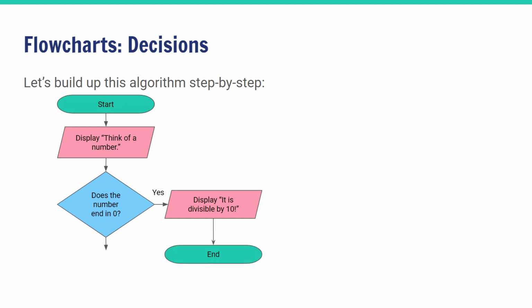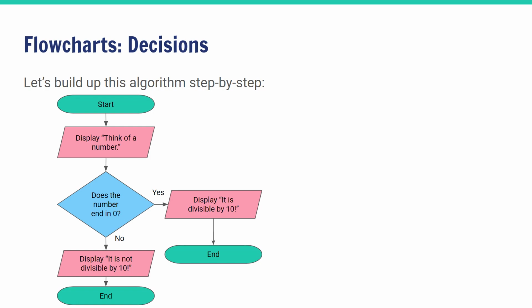Now, what if the number doesn't end in 0? There's our no path. So that's the path we take if the answer to the question is no. Down here, we're going to say it is not divisible by 10 because we know that numbers that don't end in 0 are not divisible by 10. So we display that, and then our algorithm also ends here. The algorithm will only pick one of those two paths. So the algorithm will only ever display it is divisible by 10 or it is not divisible by 10. It will never display both sentences.